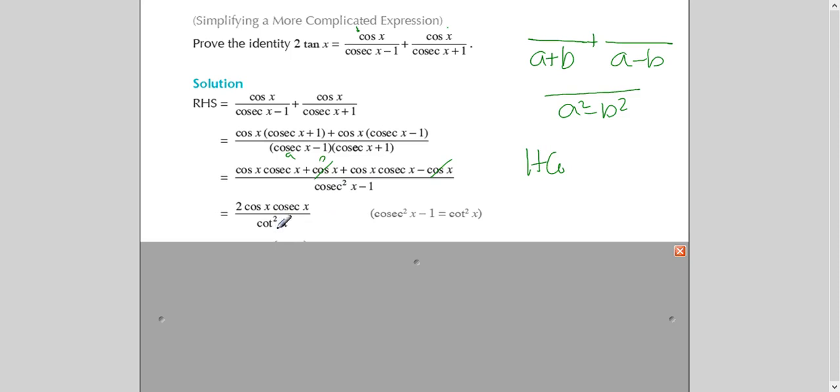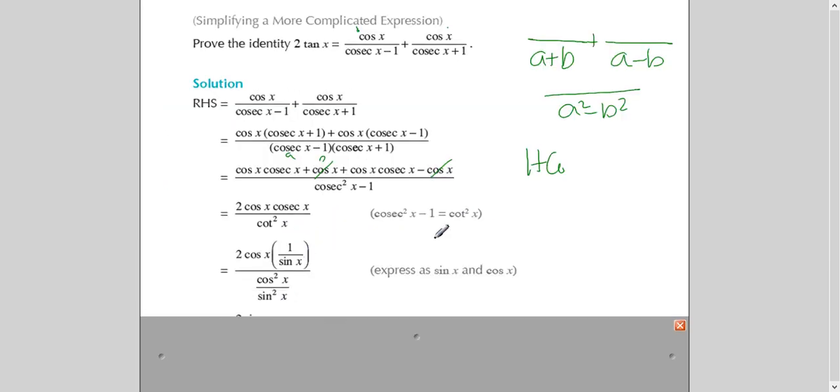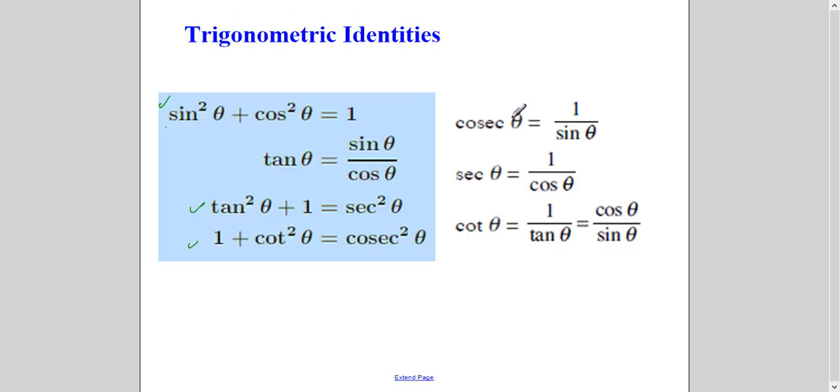Now what comes to your mind? What will you do? You need tan. So instead of cosec x, you can write 1 over sine. And instead of this, you can write what? Cos square over sine square x. Oh, sorry. See here. Right? Now here again, this is an identity. If you don't know, see here.